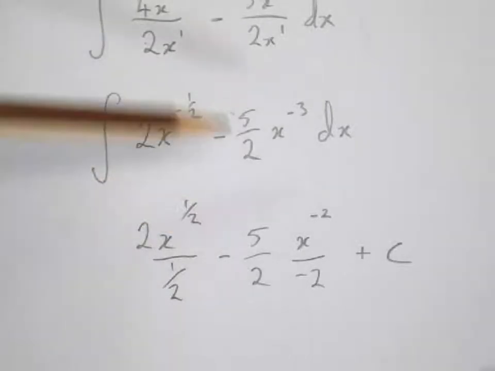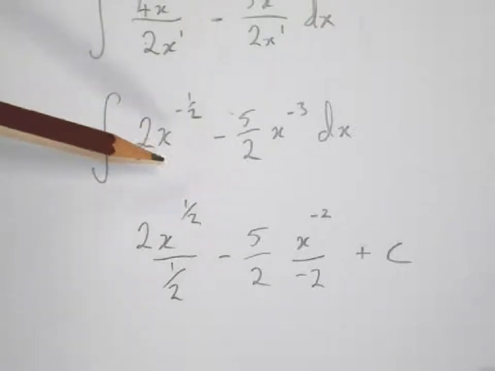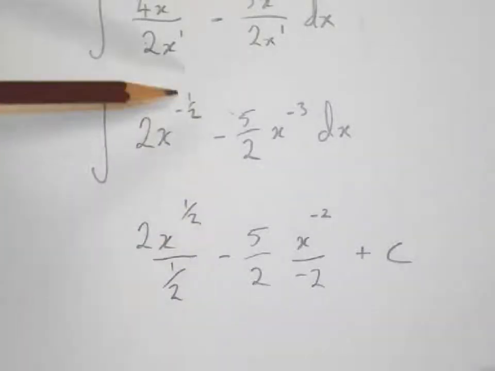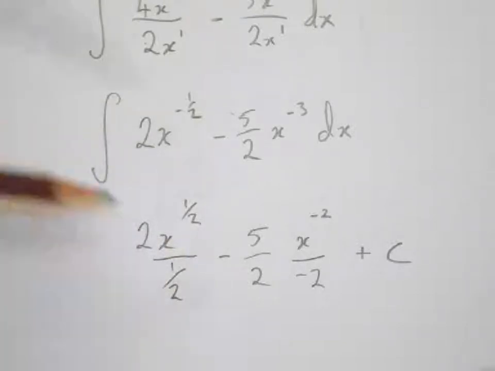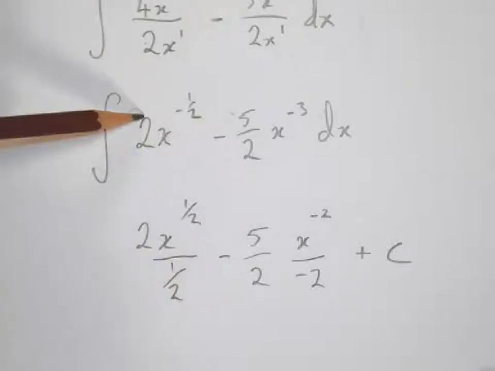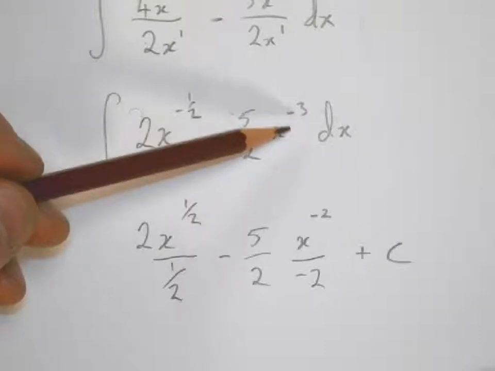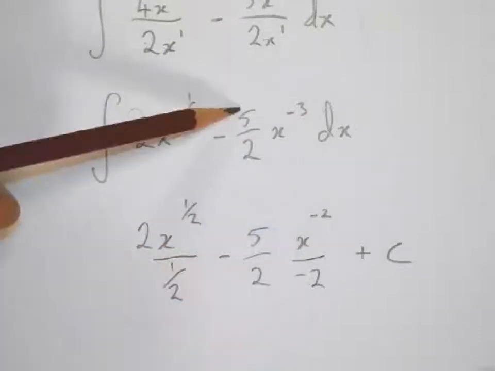Okay, so I'll just talk through what I've done there. So first of all, x to the power of -1/2, I've increased that power by 1, so that will give you a half there. And then I'm dividing by the new power, which is a half, so I end up with x to the power of a half divided by a half, but the 2 remains at the front now. And the other one, I increase that power from -3 up to -2, divide by the new power, and I still have my 5 over 2 at the front.